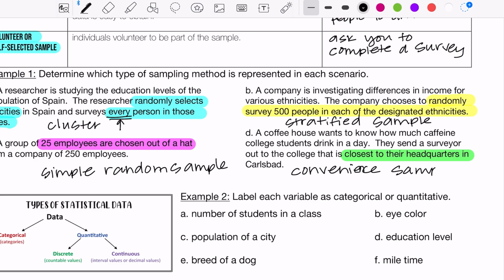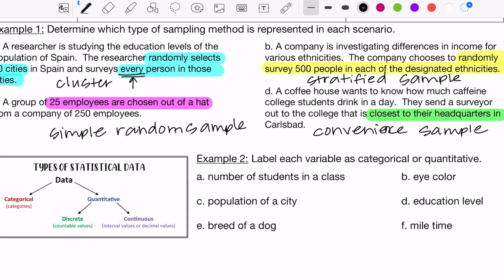All right, moving on now to our next little bit, which is knowing the different types of data. There are two main types of data in stats. There's categorical data and quantitative data. So categorical data is answered with words. So the answer is a word. Okay, and quantitative, the answer is a number.